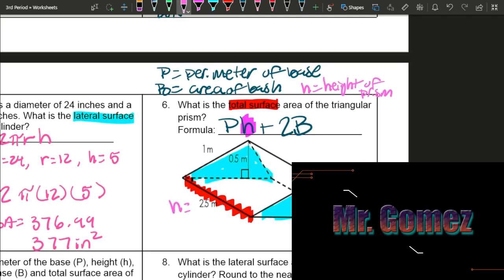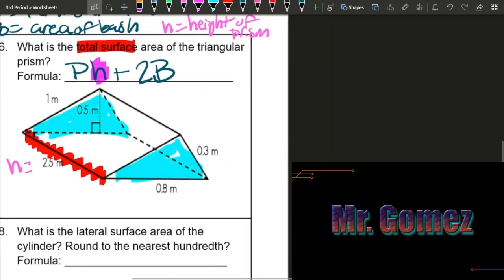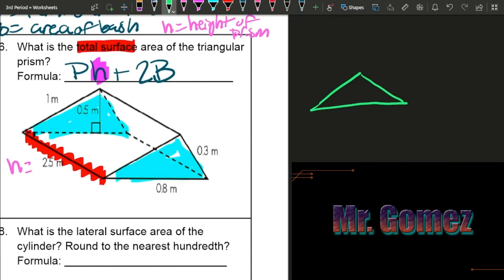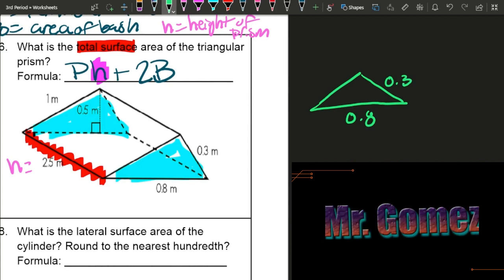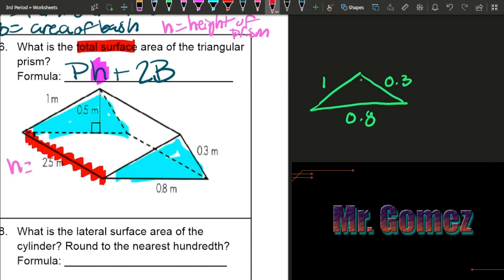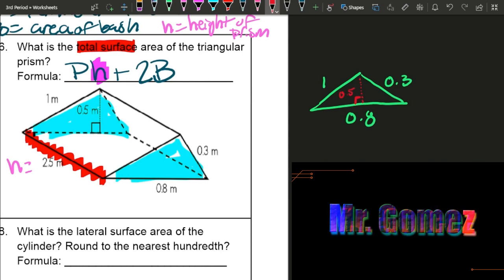Now the formula, first of all, first thing you've got to do is draw that triangle on the side and label it. So it's going to look something like this. What is my bottom number? 0.8. The right number, 0.3. The left number, 1. Now, do we have any information for this right here? This right here is 0.5, and we need that.